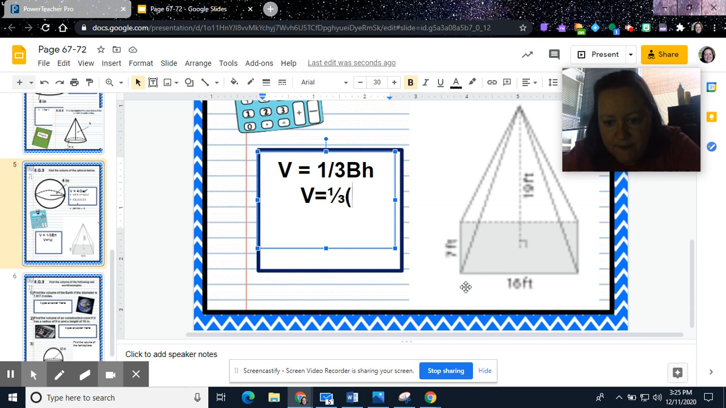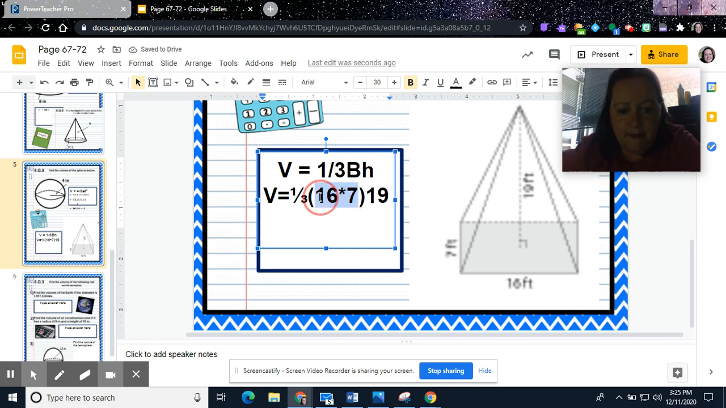This is a rectangle that's 16 by 7. And to find the area of a rectangle, you multiply. And then the height of the figure is 19. Now I want to take a moment to talk about this because this area of the base, if this were a triangle, it would be 1/2 base times height. If this were a circle, it would look a lot like a cone, and it would be pi r squared that you would put in here. So whatever the area formula is for the base, that's what goes in parentheses.